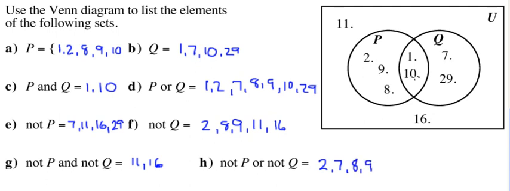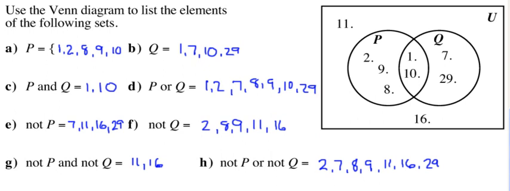10, finally we get one that fails. 10 is not outside any circles. It's inside them both. 11 is outside both circles. What's next? 12, 13, 14, 15. 16 is outside both circles. And 29 is outside the P circle. So not P or not Q means as long as you're outside some circle somewhere, then you qualify. The only numbers that didn't make the cut were 1 and 10 because they're inside every circle we have.